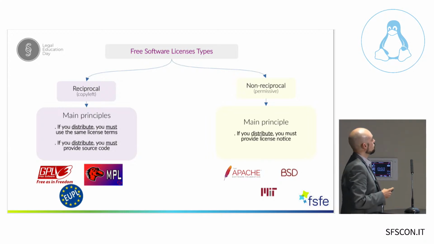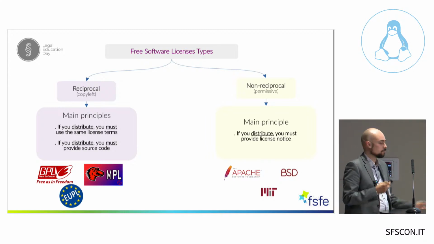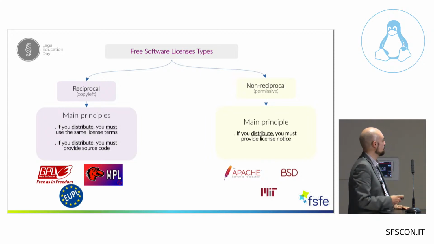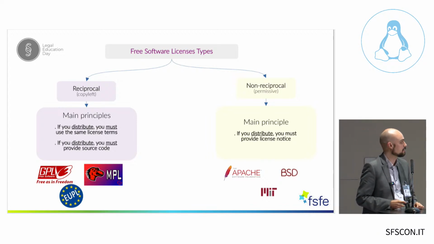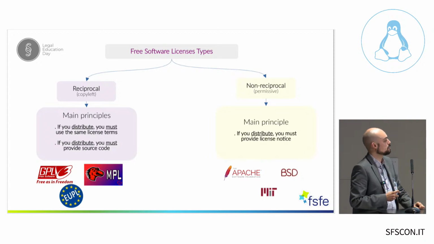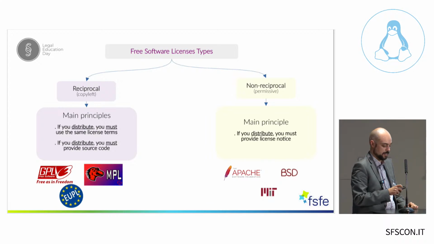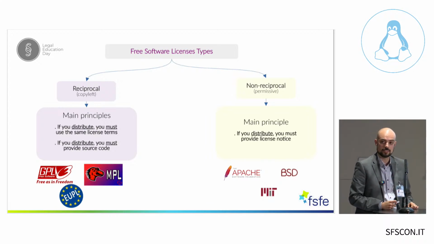Well, examples of reciprocal licenses, we have several of them. The most loved one, the GPL, the GNU Public License. And we also have, for example, the Mozilla Public License. And since we are here in Europe, we have a license for the public sector called the European Union Public License. But when we are talking about non-reciprocal licenses, we have, for example, the MIT license, BSD, and the Apache 2 license. Okay.